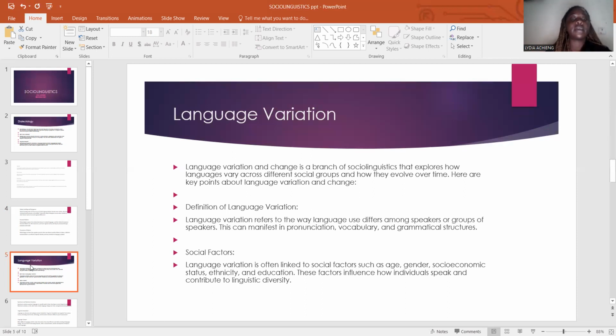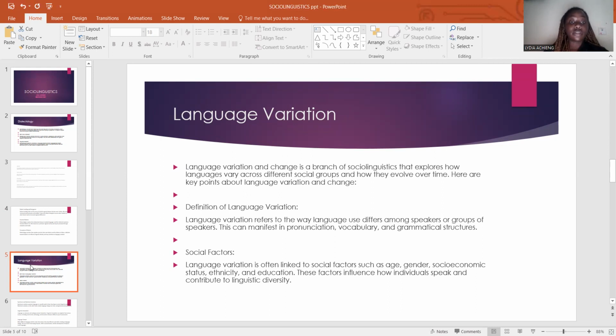Topic 2, language variation. Language variation and change is a branch of sociolinguistics that explores how languages vary across different social groups and how they evolve over time. Here are key points about language variation and change.